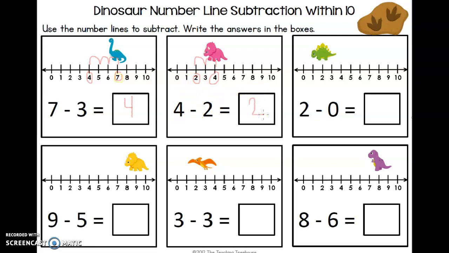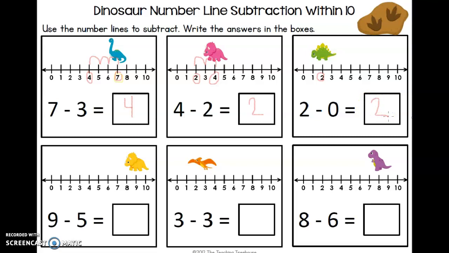4 minus 2 is 2. All right. This is the last one I'm going to show you an example of, and then you're going to complete the same worksheet on your own. Okay? All right. So 2 minus 0. So we're going to find 2 on the number line. Here it is. And you notice, again, we have the dinosaur already there. Minus 0. We're going to move 0 steps back from 2. So 0, that means we don't move any. So 2 minus 0 is 2.